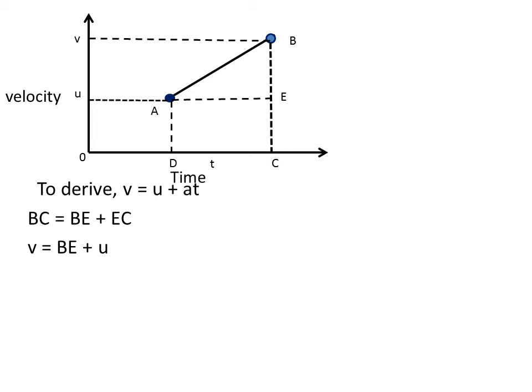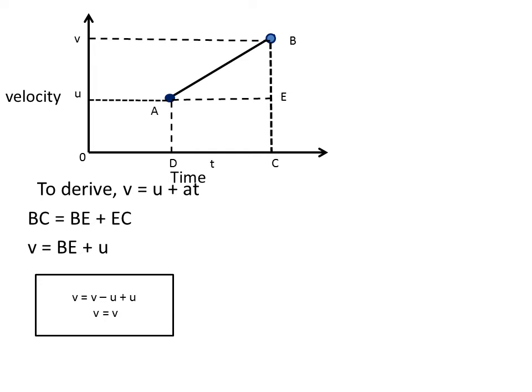And what is EC? EC corresponds to AD, and AD corresponds to u. So EC is equal to u. Now, what is BE? BE is nothing but the change in velocity. Change in velocity means final velocity minus initial velocity, and that is v minus u. So if I substitute v minus u for BE, let us see what happens.